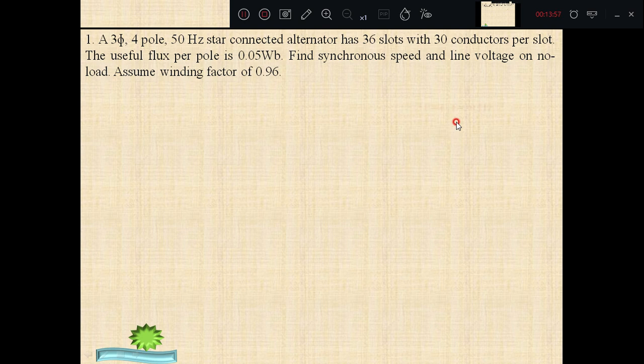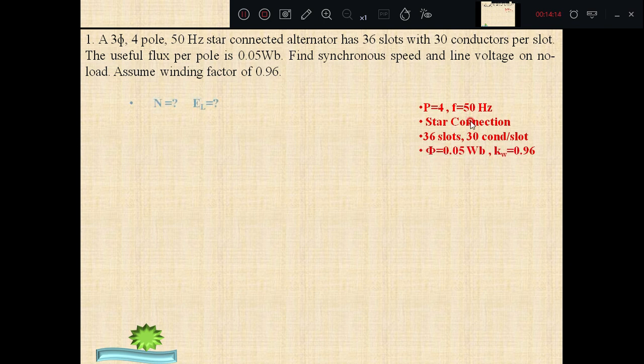Therefore, you have to list out the data given. The first one is P is equal to 4. Frequency is 50 Hz. It is star connected, that is also given. The number of slots is 36. The number of conductors per slot is 30. The useful flux per pole is 0.05 and the winding factor is 0.96. Then what he asks is, you have to calculate the value of N and EL, speed and EL.